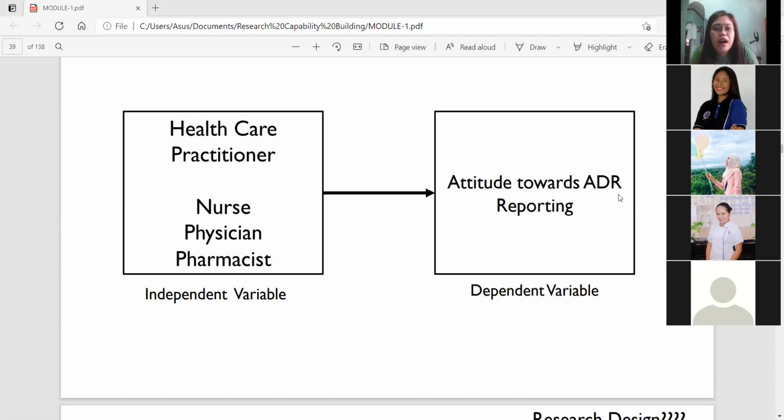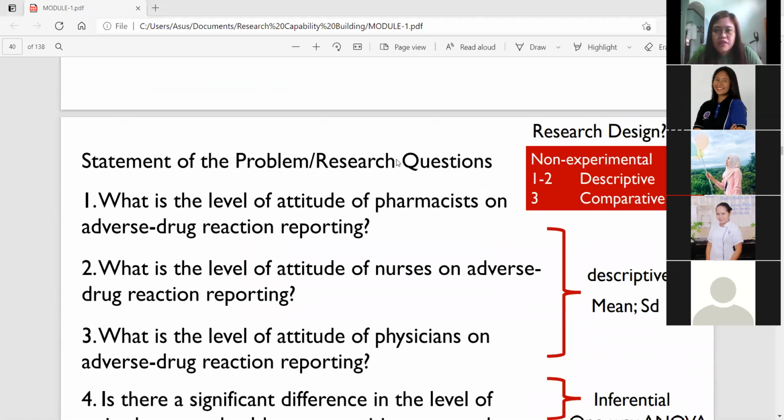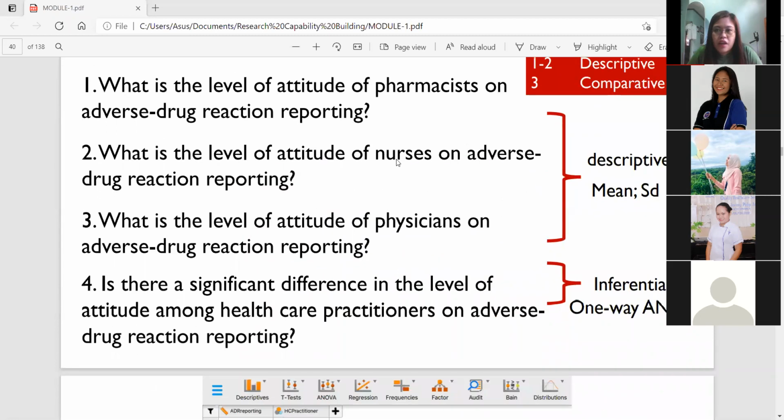Pero naadyoy mga naaman gyud mga healthcare practitioner na ang ilahang attitude towards that is not really, they are not into it. They are not into reporting. So pasagdan lang na nila. So muna siya ang objective ani nga study kung unsa ba ang attitude aning mga healthcare practitioner towards the adverse drug reaction reporting.